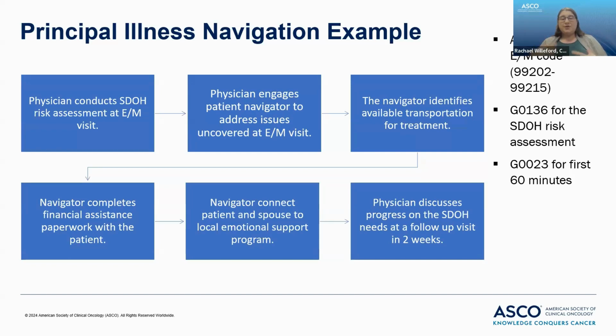So through this, the patient is engaging a patient navigator to address issues that were uncovered at the E&M visit and is working through services to help this patient. So an appropriate evaluation and management code along with a social determinants of health risk assessment code may be reported for the activities at that evaluation and management. And after the engagement with navigation, the navigator is working and identifying transportation, financial assistance, and connects the patient and their spouse to local emotional support programs that are available within the community.